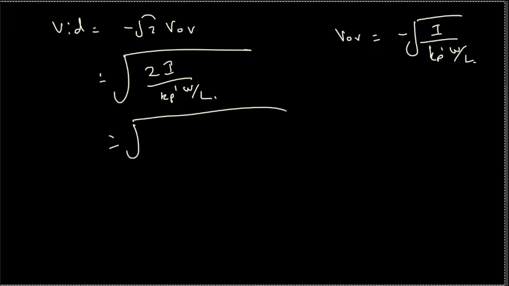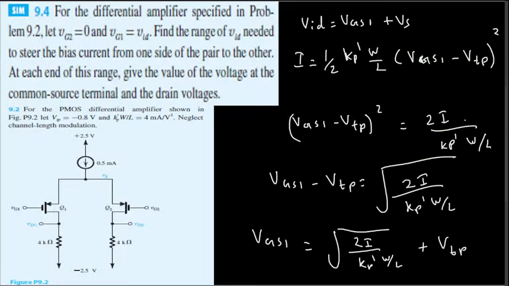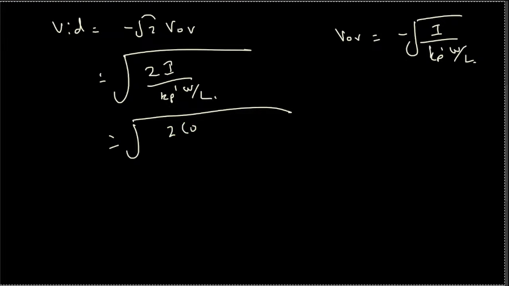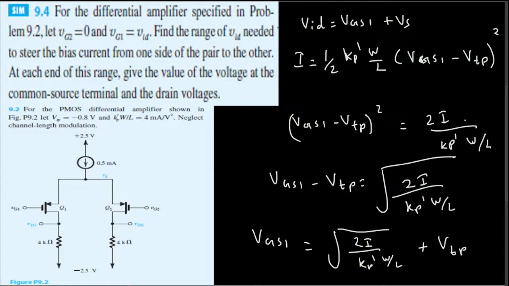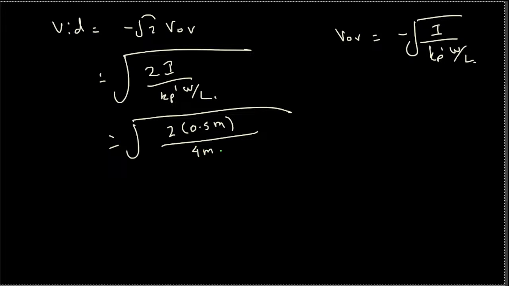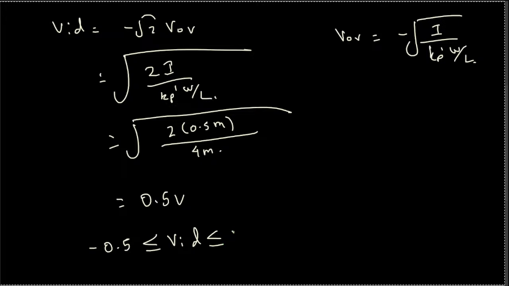And then if we cut off this region, then all the current must be flowing through this. Then this is 2 times 0.5 milli, and Kp prime W over L is given in the question, that is 4 milliampere. So 4 milli in the denominator, milli cancels, 1 over 4, that is 0.25, and if you square root that, that is 0.5 volt. So the range of the input differential voltage is going to be negative 0.5 to positive 0.5. Okay, so that's the range.